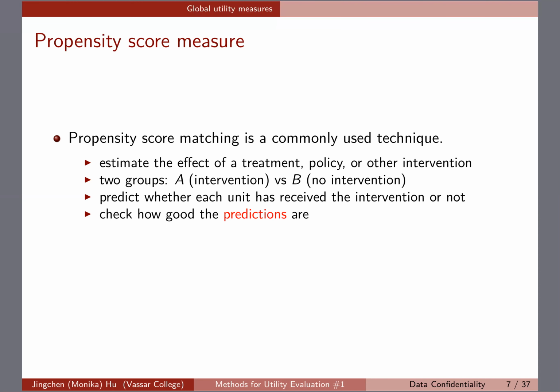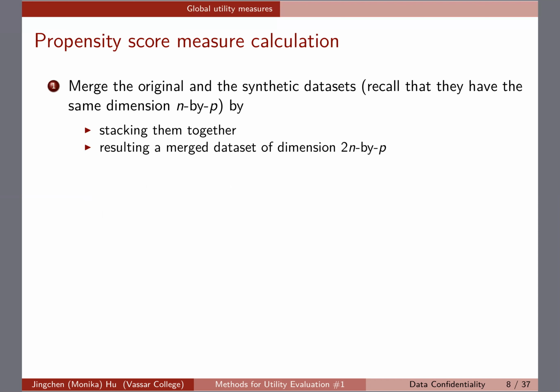So this method in particular will have particular steps. If the propensity score is being used as a utility measure, the intervention is synthetic or not, because you have the original and you have synthetic. So in this context, when we talk about intervention, it's talking about synthetic. I listed, based on what the paper was talking about, a few steps here, so we can just talk through them and then see what we can do.